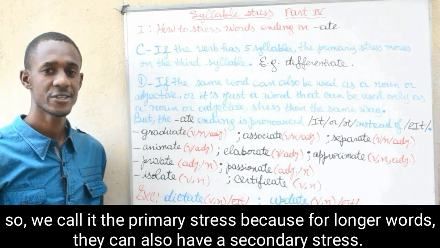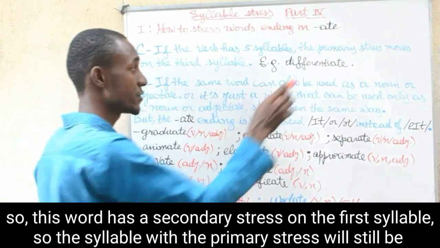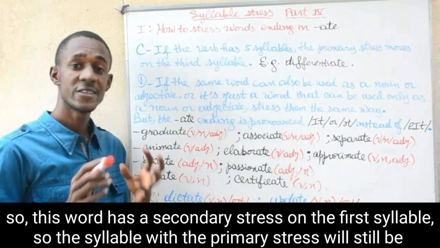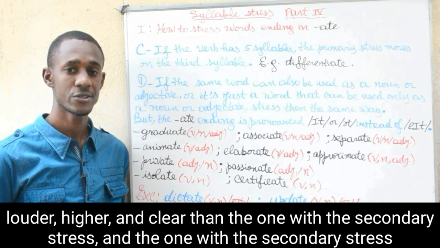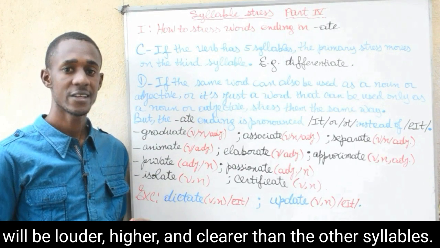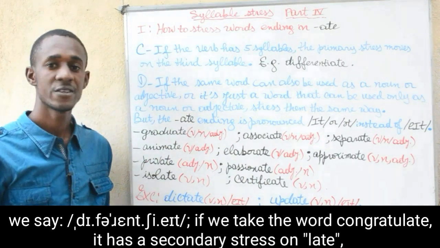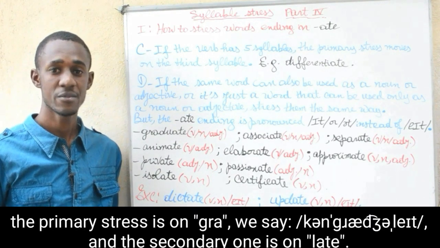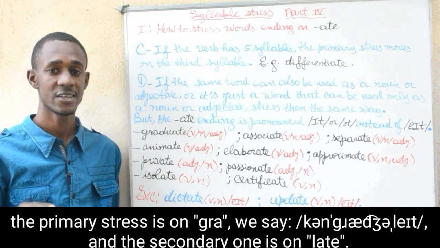We call it the primary stress because words can also have a secondary stress. This word has a secondary stress on the first syllable. The syllable with the primary stress will still be louder, higher, and clearer than the one with the secondary stress. And the one with the secondary stress will be louder, higher, and clearer than the other syllables. Say differentiate. If we take the word congratulate, it has a secondary stress on late. The primary stress is on gra. We say congratulate, and the secondary one is on late.